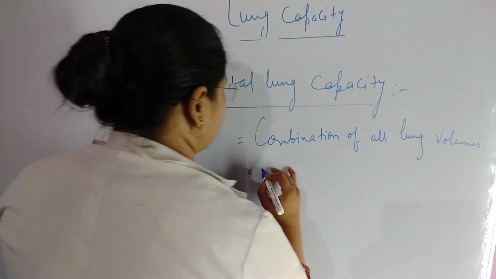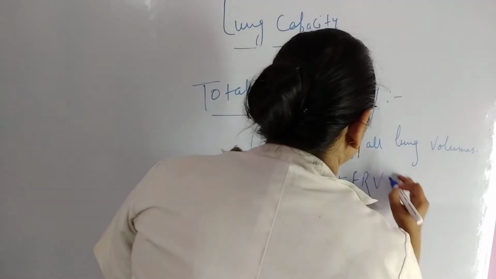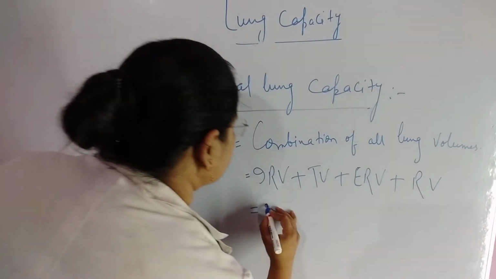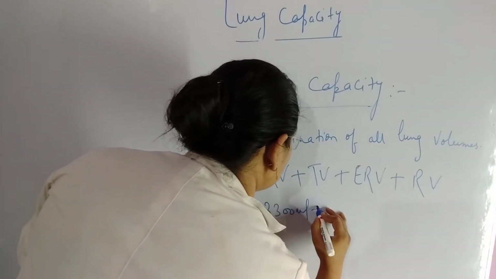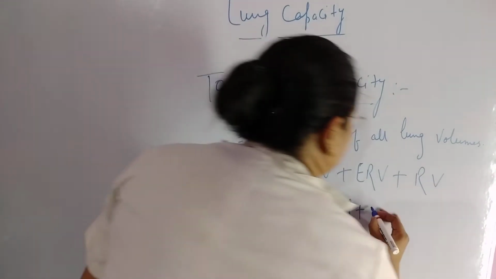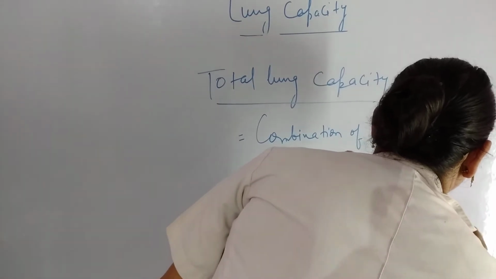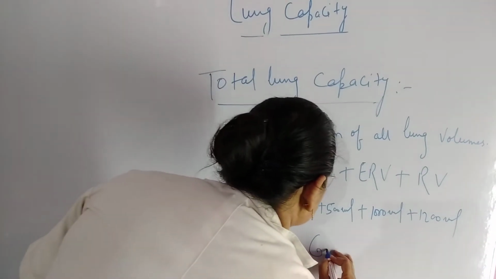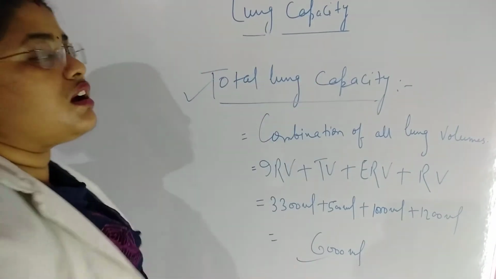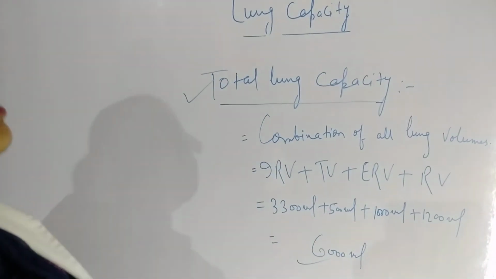It means inspiratory reserve volume plus tidal volume plus expiratory reserve volume plus residual volume. This is 3300 ml. Tidal volume is 500 ml. Expiratory reserve volume is 1000 ml plus residual is 1200 ml. And after adding, it becomes 6000 ml. And 6000 ml is total lung capacity. This is about the lung capacities.